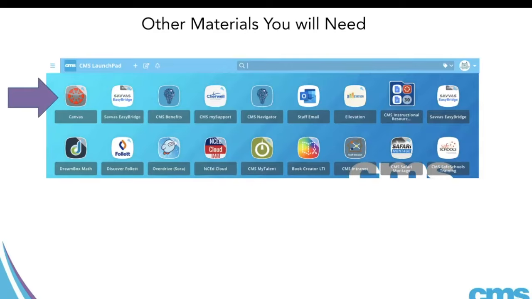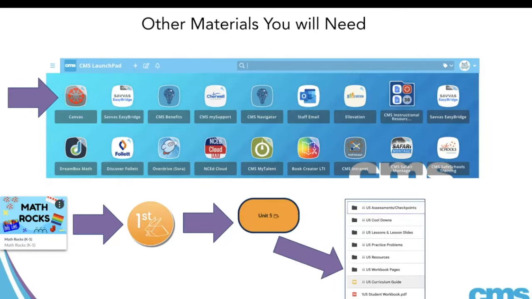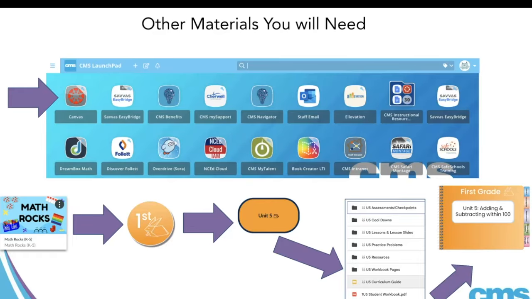You will need to open Launchpad and click on Canvas. Next, click on Math Rocks in first grade. Unit 5 is where you will find our resources for today. Open up the curriculum guide. Pause the video here if you're still working on opening up your resources for Unit 5.